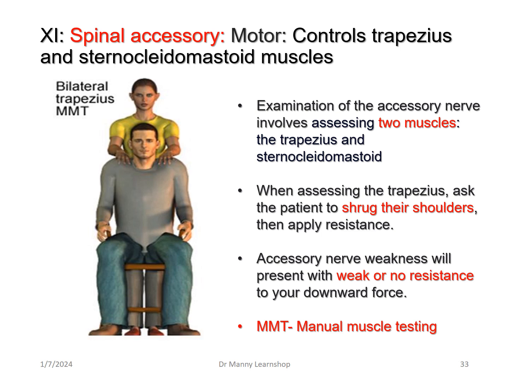Then we have the 11th cranial nerve, the spinal accessory, and this controls your trapezius and your sternocleidomastoid muscles in your back and your neck. And when you're assessing the trapezius, you ask the patient to shrug their shoulders against resistance. Any accessory nerve weakness will be present with a weak or no resistance force.